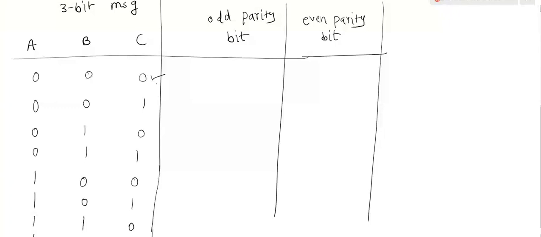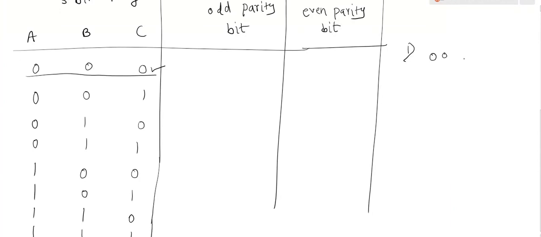Now let's take my first data, 000. In this data the number of ones is 0. When I am considering the odd parity bit, it is a 0 or a 1 which needs to be added into the message or the data to make the number of ones odd. Clear? Here in the message 000, the number of ones is 0. Now we need to check whether 0 is odd or even.